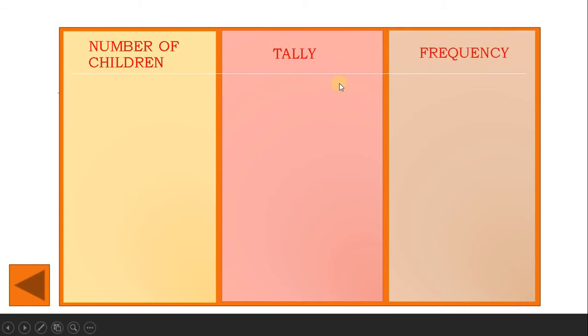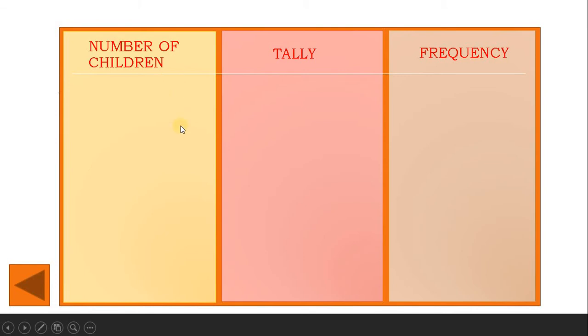Let's continue. First, you need to make a table, and in the table you will have 3 columns. In the first column you're going to write the number of children, because we are talking about children and the numbers of it. The second column talks about the tally, and the third one is about frequency.